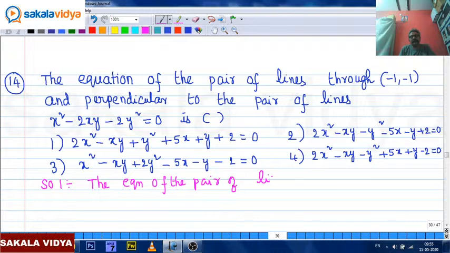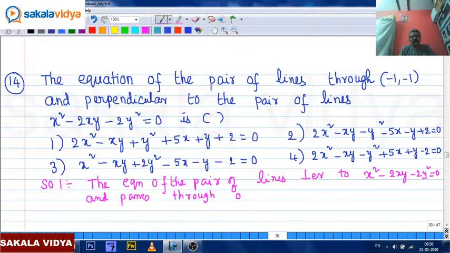Pair of lines perpendicular to x square minus 2xy minus 2y square is equal to 0 and passes through origin. First, and passes through origin.